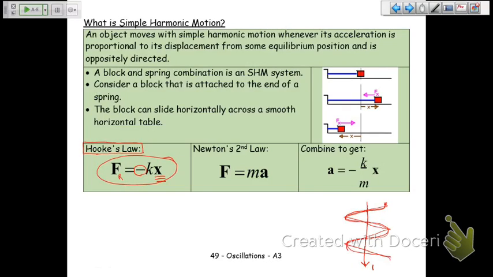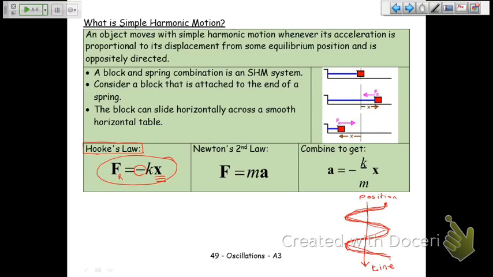I'm plotting time here and position here. So what I just plotted is a graph, and we've got to be careful about what we plot, what our diagrams mean, because we can get things confused in this next couple of sections. I plotted a graph of position versus time. In this case, it had a cosine relationship with position and time because I started off and let it go. The block can slide horizontally across a smooth table.